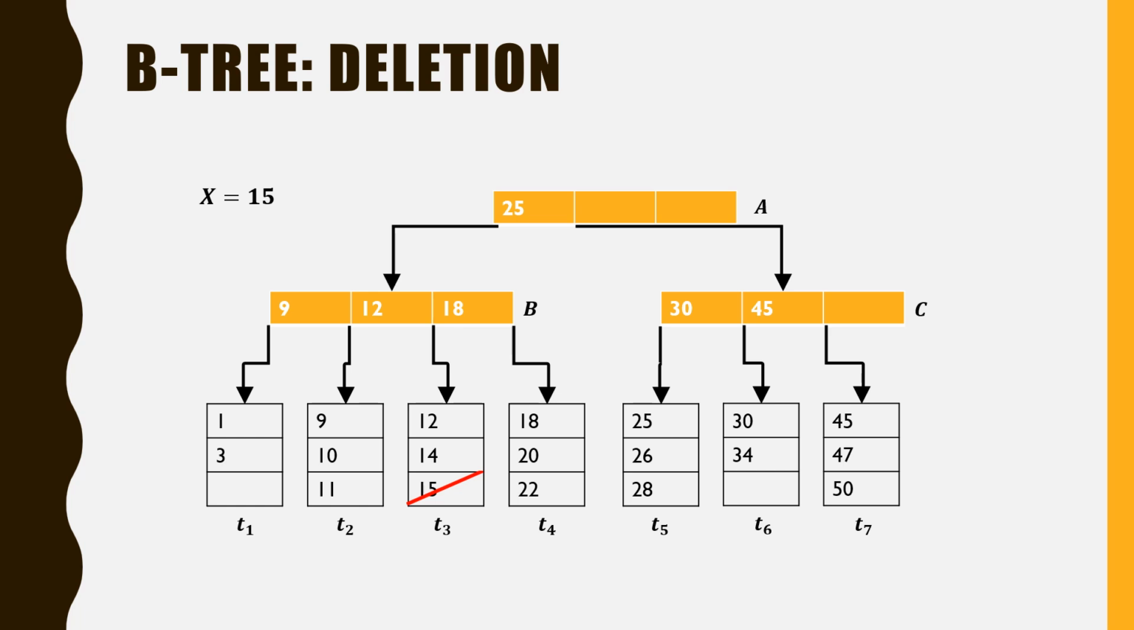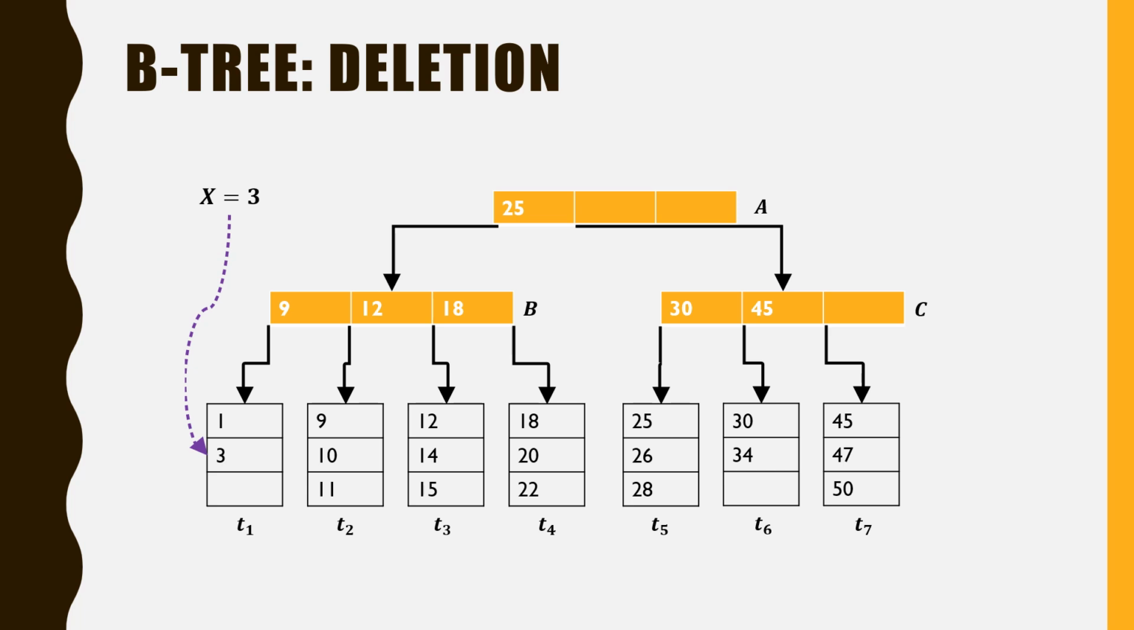Deleting 15 from T3 does not violate the B-tree property, because each leaf node is allowed to hold as few as 2 elements when L equals 3. Since all B-tree properties are maintained, the deletion is complete.